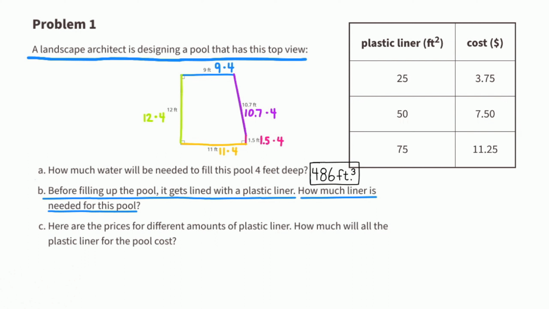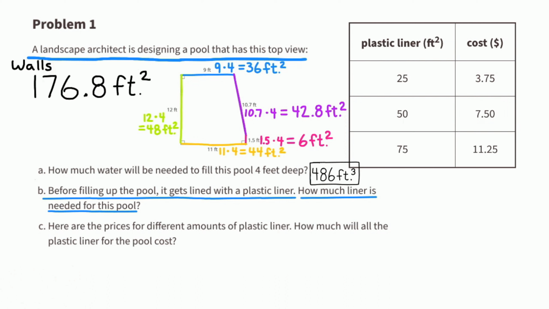After we find the area for these walls, we need to find the area for the bottom of the pool. Let's find the area for the walls first and then come back to the bottom of the pool. Multiply to find the area for each of the walls, then add up each of their areas and you'll have the area for all the walls combined. The area for all these walls is 176.8 feet squared. And we'll add that to the area of the floor.